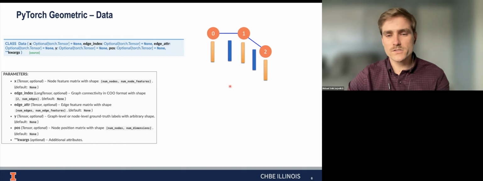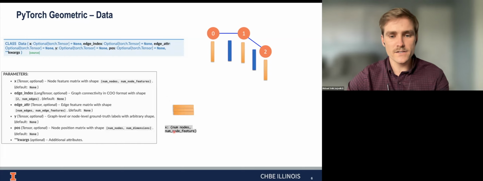This is how it's often depicted pictorially. But the way these look in the actual implementation is these are rotated like this, and this is what your matrix looks like. It's this size: number of nodes on the 0th axis, and number of node features. So this is the size or the dimension of the features.